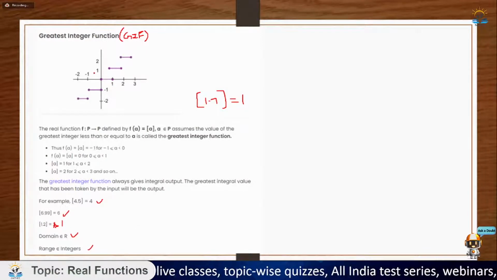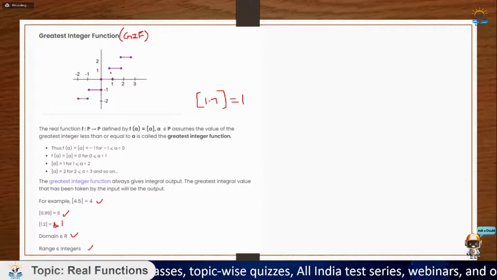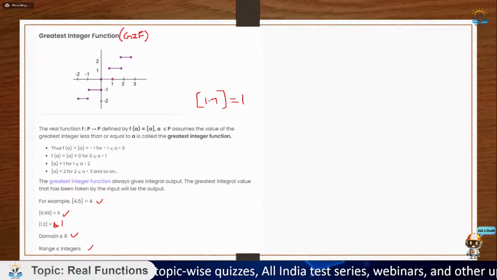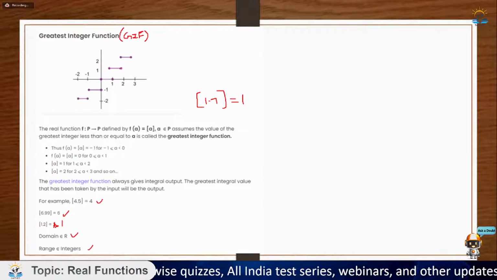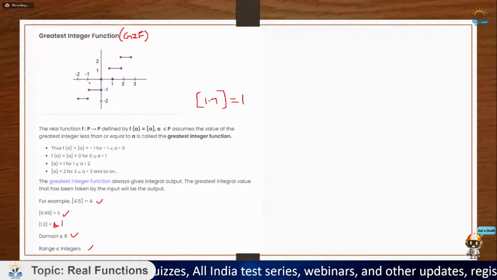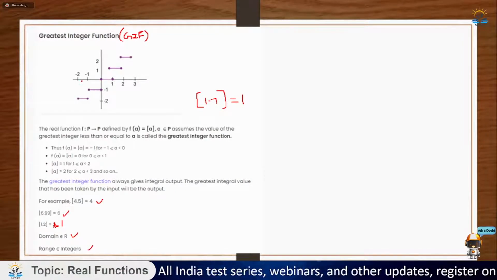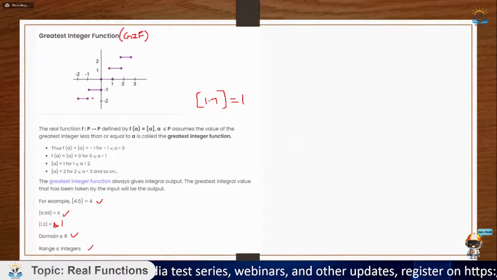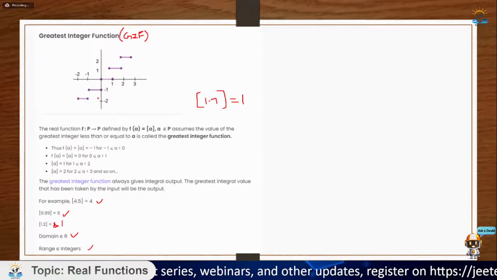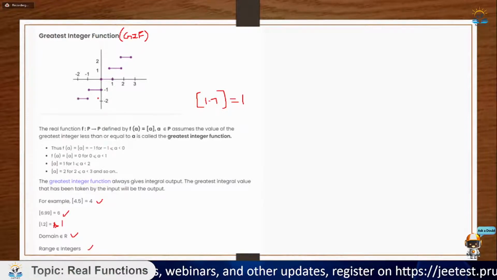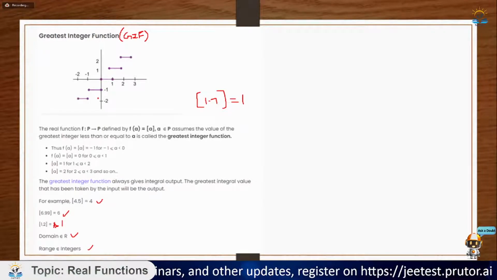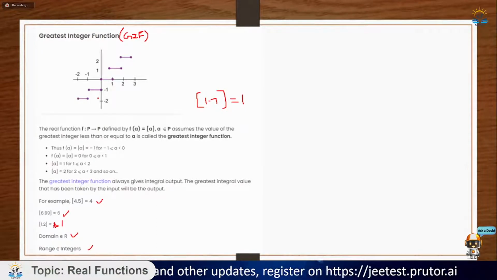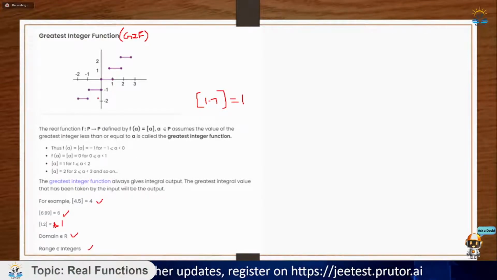Okay, and this is the graph of the greatest integer function. From 0 to 1 it will be 0, from 1 to 2 it would be 1, from 2 to 3 it would be 2, from -1 to 0 it would be -1, from -2 to -1 it would be -2. So basically, if your number lies between two integers, the integer which is smaller would be your answer.